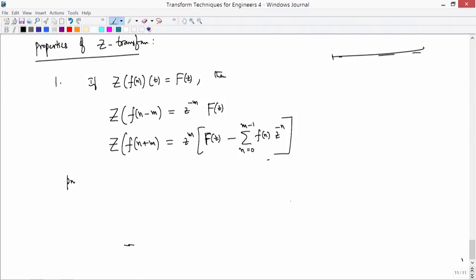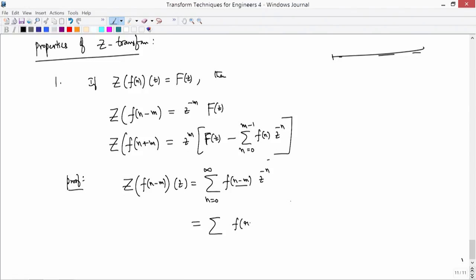So a proof you can see easily. The proof is: the z transform of f of n minus m, as a function of z, is by definition the sum over n from 0 to infinity of f of n minus m times z power minus n. What I do is replace n minus m by r, so n equals r plus m.